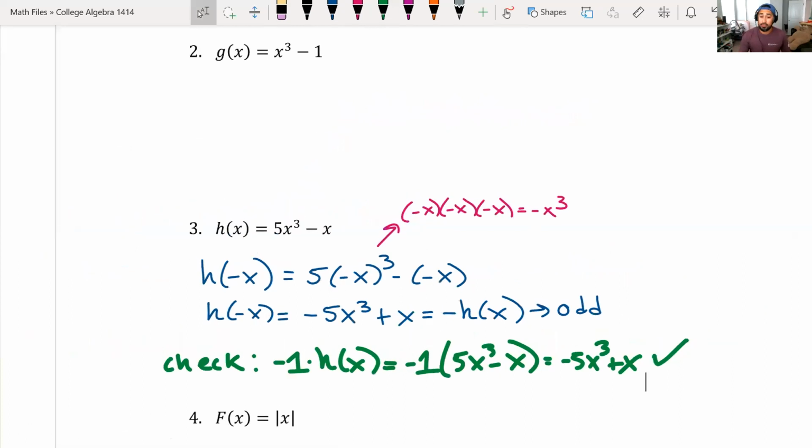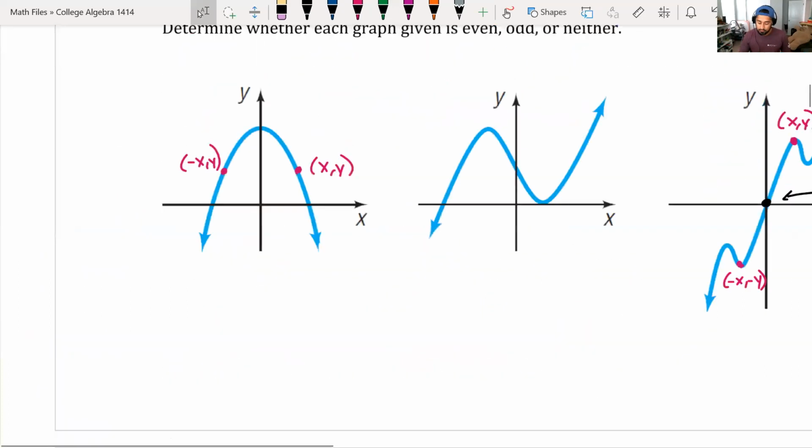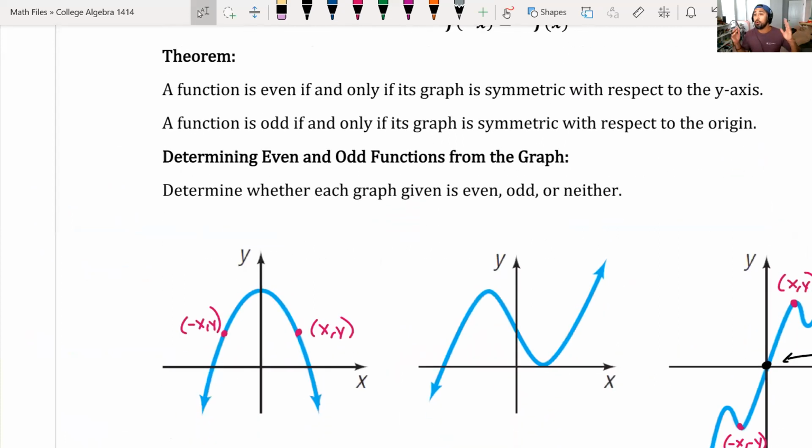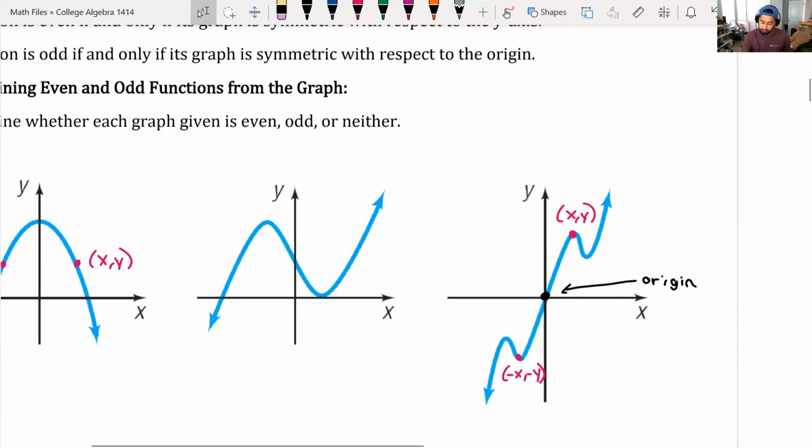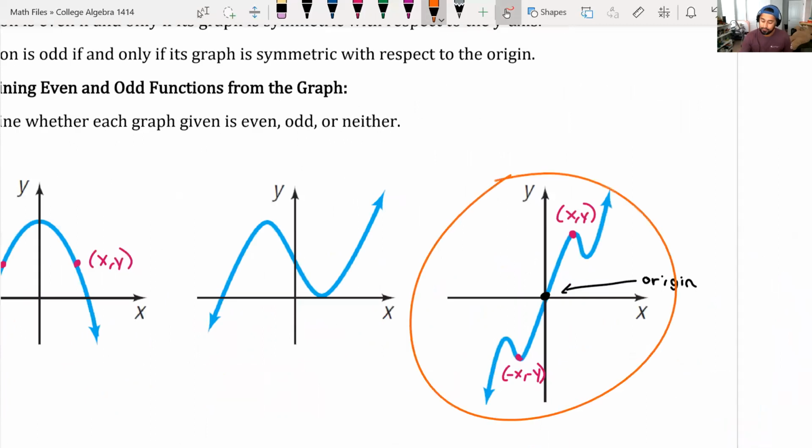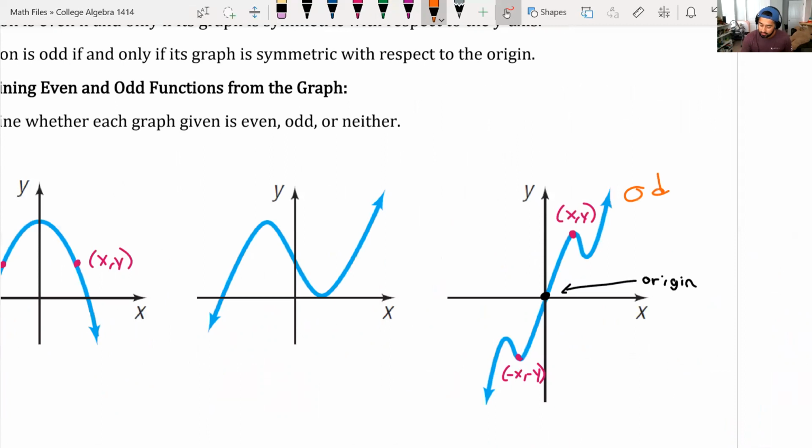Okay, back to the first page. So now we know even and odds, another part of the theorem, and I said it while going over what even and odd meant. A function is even if and only if we are symmetric with the y-axis, which is the first graph. This is even, right? Even. And then a function is odd if and only if it is symmetric with the origin. This guy, symmetric with the origin. This is odd.